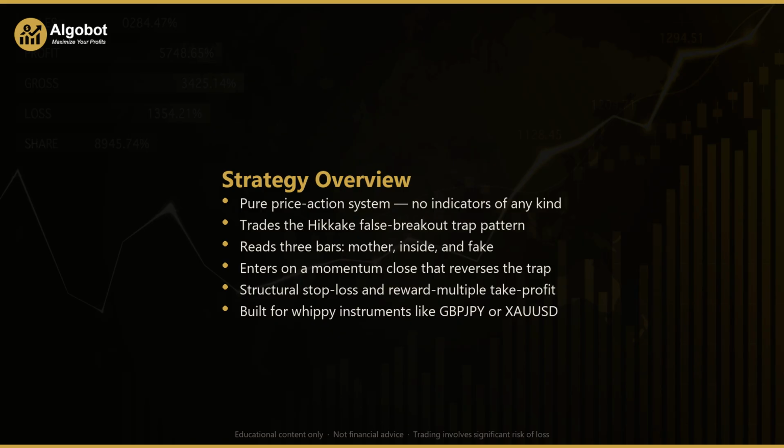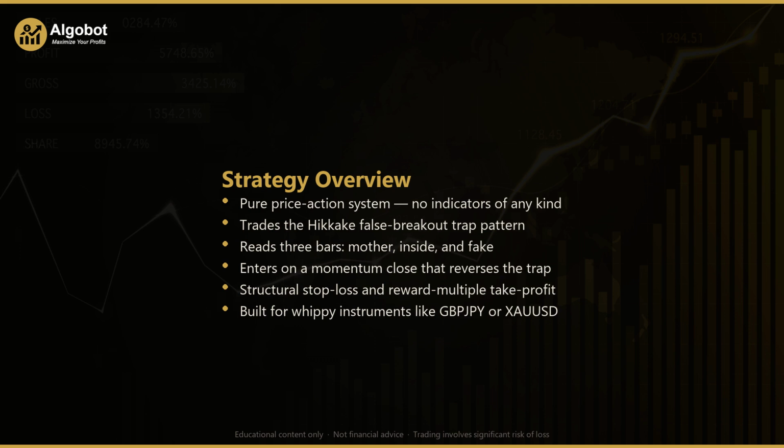The Hikkake is a false breakout trap. Picture a market that has coiled into a tight range, like a spring being compressed. Breakout traders pile in when price appears to break out of that coil, but the move is a fake. Price quickly reverses. Those traders are trapped on the wrong side, and their forced exits add fuel to the genuine move in the opposite direction. The edge here is behavioral. The strategy is essentially trading against the crowd that just got caught.